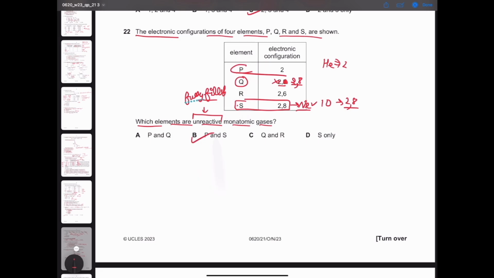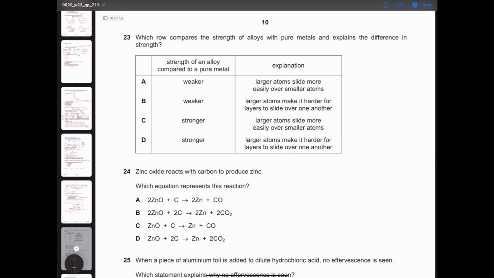Option B. Now, which row compares the strength of alloys with pure metals and explains the difference in strength? We clearly know that in alloys, different sizes of atoms are there, so it makes it difficult for layers to slide over, right? And the strength of an alloy compared to a pure metal. See, what is the benefit of making an alloy? We want it to be stronger. So option A, option B out. Option C, option D, we will consider.